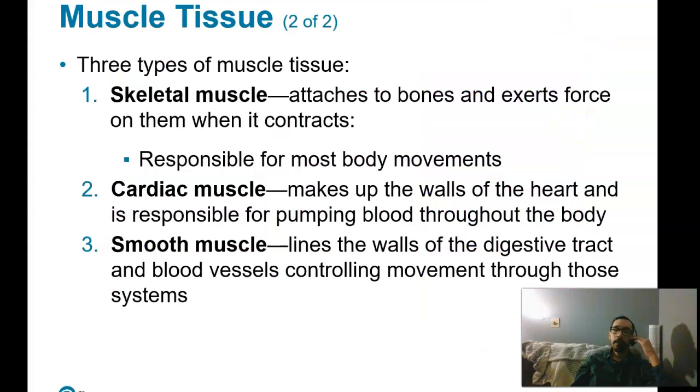Skeletal muscle is the one that attaches to the bones, and it exerts force when it contracts. Cardiac muscle makes up the walls of the heart, and its job is to pump blood throughout the body. Then we have the smooth muscle, and this lines the walls of the digestive tract and also blood vessels. So it controls the movement throughout those systems.